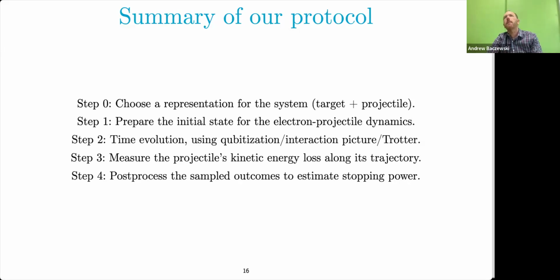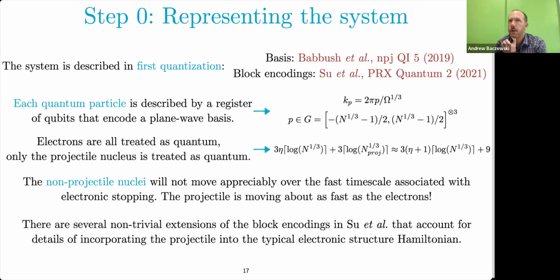Nothing too crazy here. So getting to step 0, the representation of the system, we're going to work in first quantization, which is to say that each quantum particle in the first quantized representation is going to be described by a register of qubits that encode a plane wave basis for that particle. On the right-hand side, you can see that those plane waves are going to be indexed by 2 pi divided by the volume of the system times some integer index, actually a triplet of integer indices. They're going to describe plane waves of different wave numbers. So each quantum register is going to have a bunch of these integer triplets that correspond with different plane waves, right?